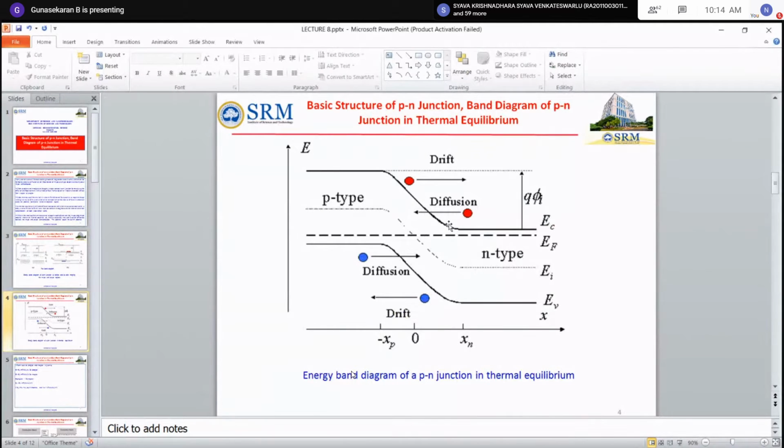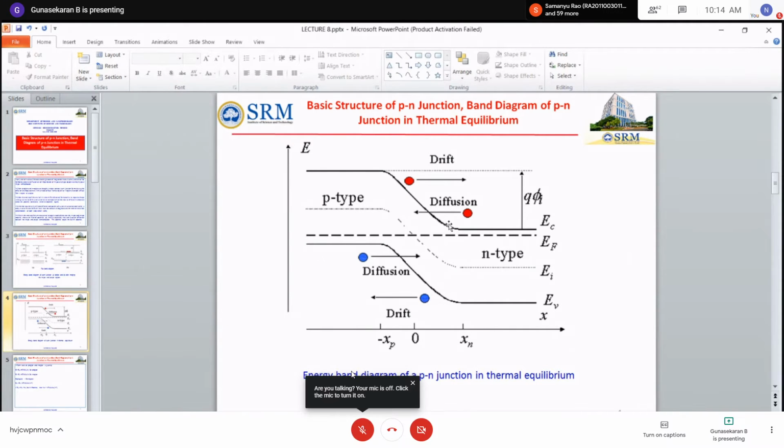In the next diagram, simply there is no change here. These are the dotted lines, and the middle one is E_I. This is my N side and this is my P side. For the N type, where is that energy? E_F is very close to E_C here. And similarly, on my P side, E_F is very close to E_V. Like that, the diagram is completely changed. This is the energy band diagram of the PN junction in thermal equilibrium condition.